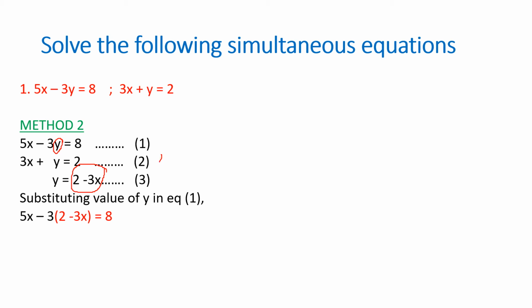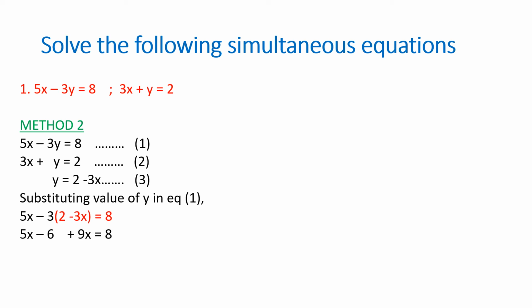Just have a look. Now here, 5x we have written as it is, 3 also we have written as it is, but instead of y we have written 2 minus 3x, and is equal to 8. Okay, so now after doing this, we're just going to open the brackets and solve our sum. We are going to get the value of x, and then after getting the value of x, when we substitute in any of the equations, we'll get the value of y. So as of now, let us open the brackets.